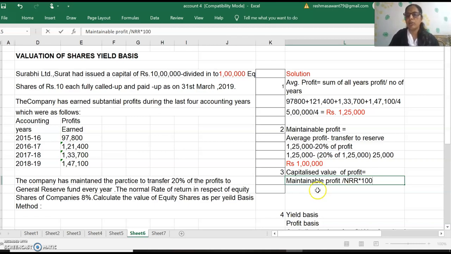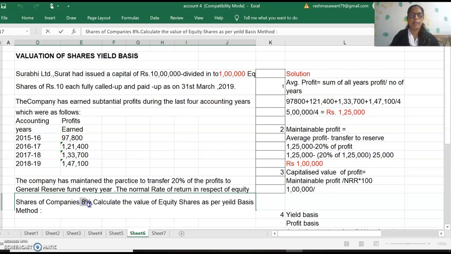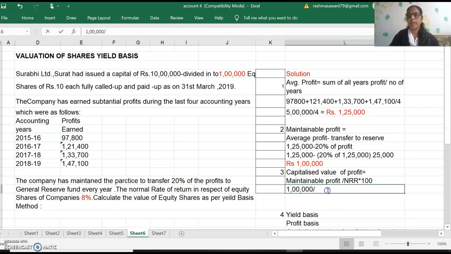Now we put in the amounts. Maintainable profit, which is calculated in your step number 2, is rupees 1 lakh. 1 lakh divided by NRR, which is mentioned in your question, that is 8% in similar companies. So you can consider 8. Don't consider percent because we are already multiplying by 100. 8 into 100.